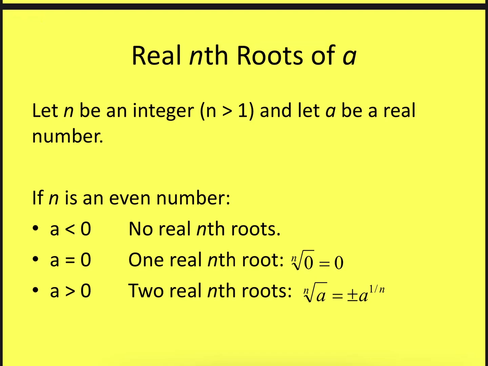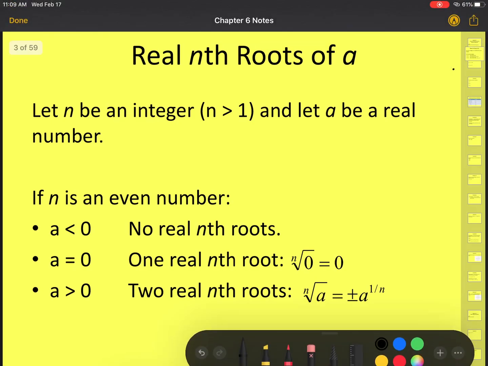But what if your a is greater than 0 underneath the radical? Well, there's going to be two real nth roots, and that's where we're getting that plus or minus as your answer. So your nth root of a is the same thing as a to the 1 over n. So these can always be rewritten.